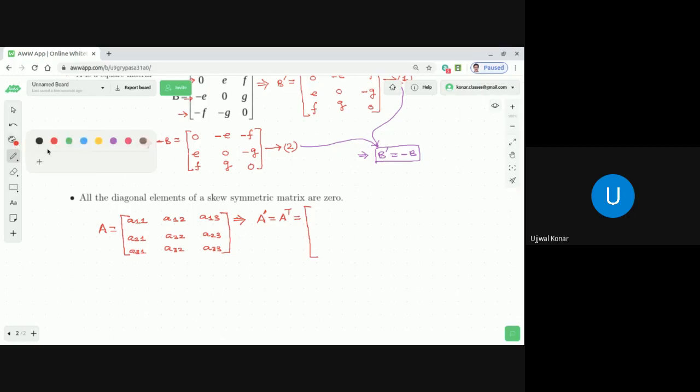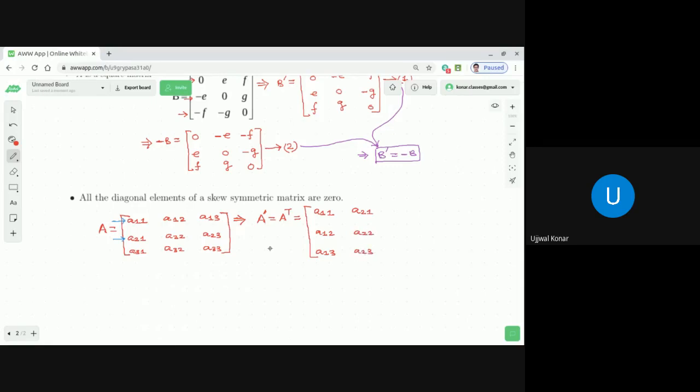The row of the original matrix becomes the column of the transpose matrix. What is the first row of the original matrix? It is A11, A12, A13. So that will be the elements of the first column of the transpose matrix. That means A11, A12, and A13. What are the elements in the second row of the original matrix? That is A21, A22, A23. So the second column of the transpose matrix is exactly the second row of the original matrix, that means A21, A22, and A23.